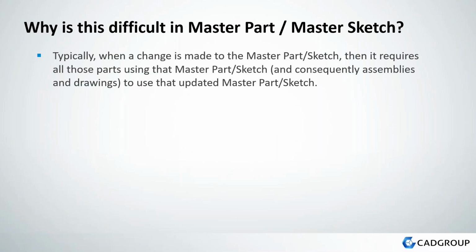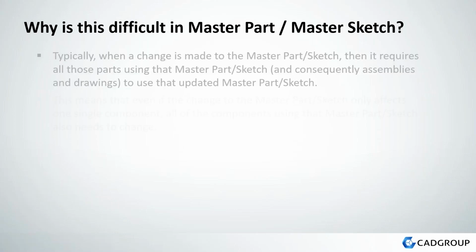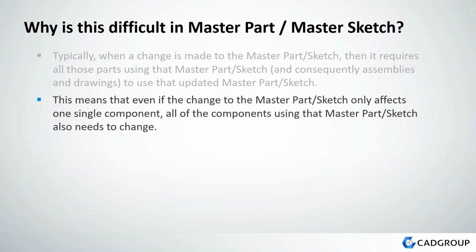It's because when a change is made to a master part or sketch, it reminds us that all those parts using that master part or sketch, and consequently any drawings and assemblies, need to be updated to use that master part or sketch. This means that even if the change to the master part or sketch affects only a single component, all of the components will also need to change, right?